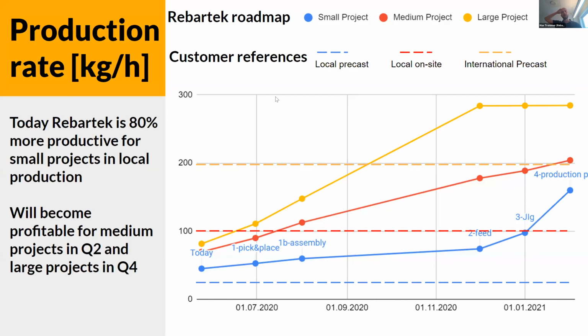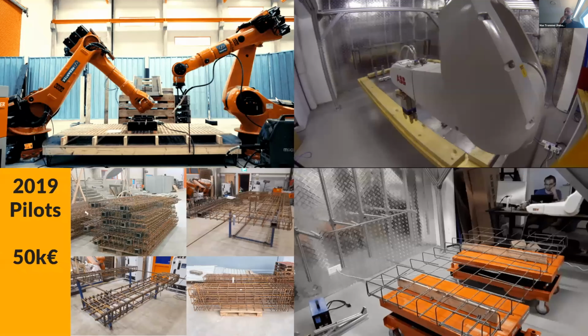What you're seeing here is our productivity rate. It really depends on the size of the project and how many of the same cages you're making. So if you see, for example, for the small cages, the blue lines, the dotted line is the reference of our project, and we have almost double the productivity already for these small projects. And in the near future, we are also going to be a lot more productive for medium and large projects.